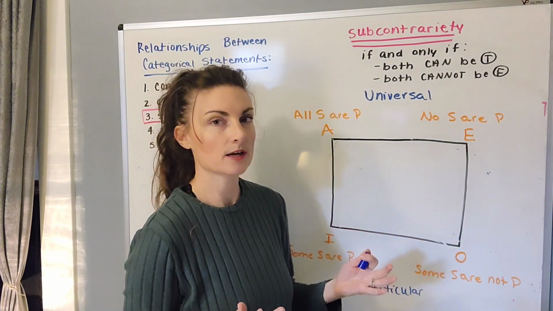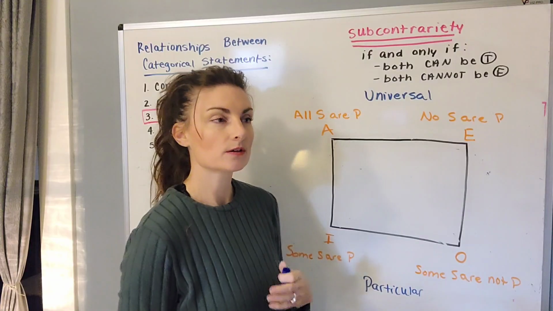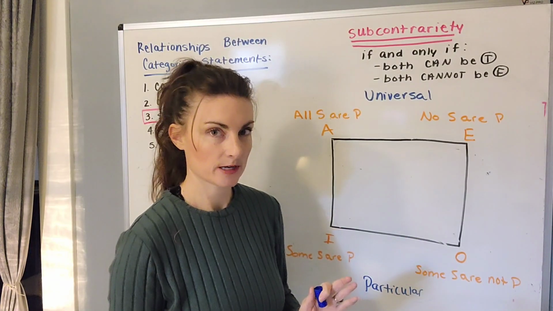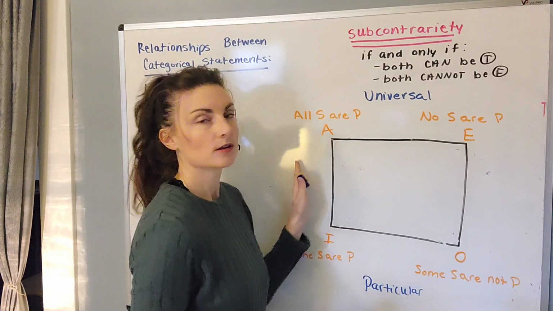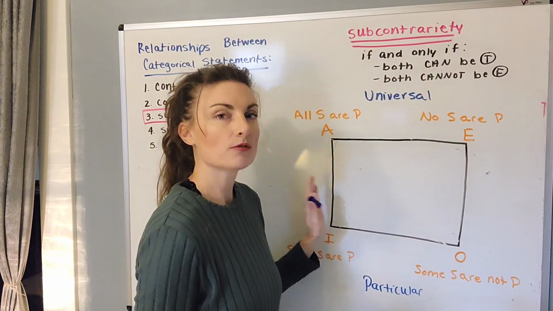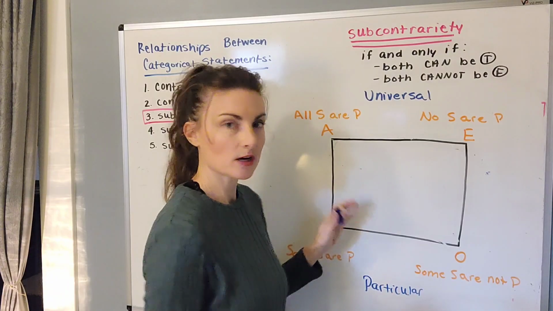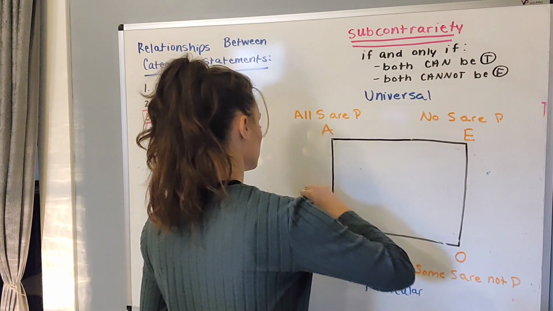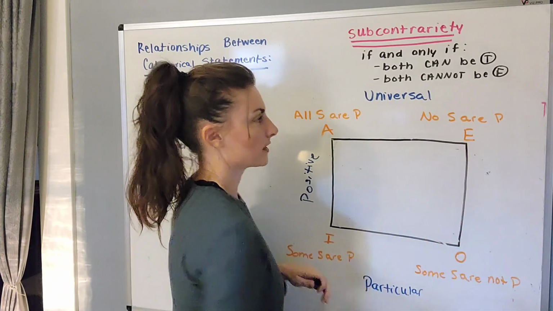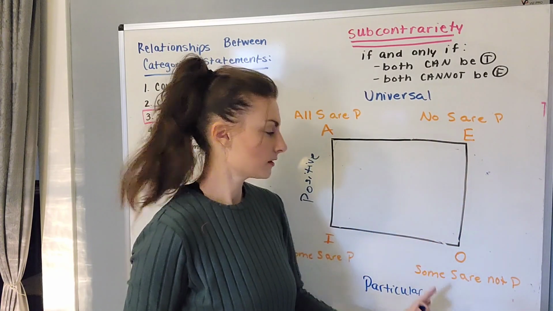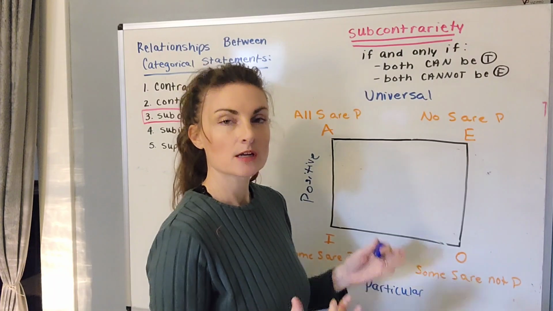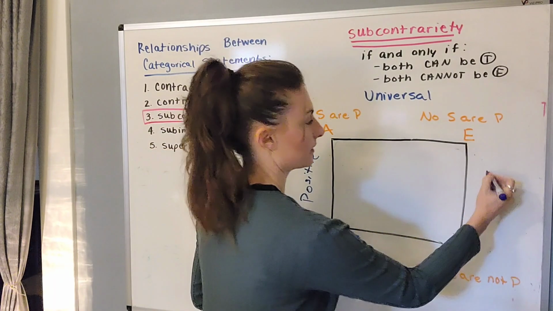So we've looked at the quantity. Now what about the quality? Quality is whether or not something is being affirmed or denied about the subject. On the left side, we have all are and some are. So something is being affirmed about the subject. This is positive. On our right side, we have no are, some are not. So something is being denied about our subject. So the right side will be our negative.